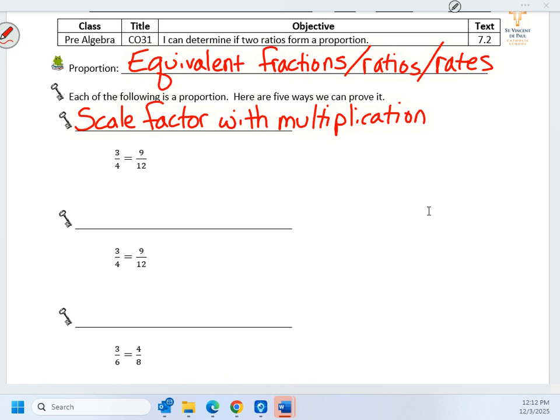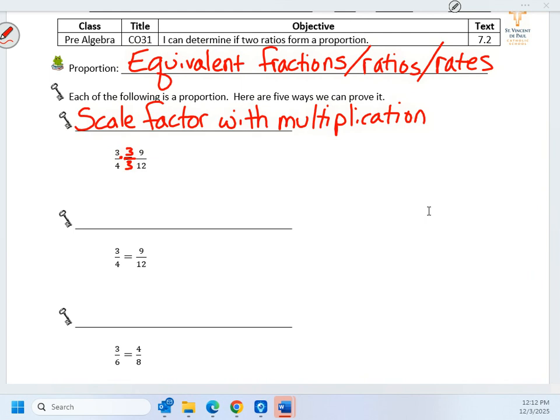So Henry said, oh, well, the scale factor here is 3, because 4 times 3 is 12, 3 times 3 is 9. So our scale factor is that 3. Right? It's what you're multiplying the top and the bottom by. That's what we've used to find those equivalent fractions. We've been using this. This isn't a new one.